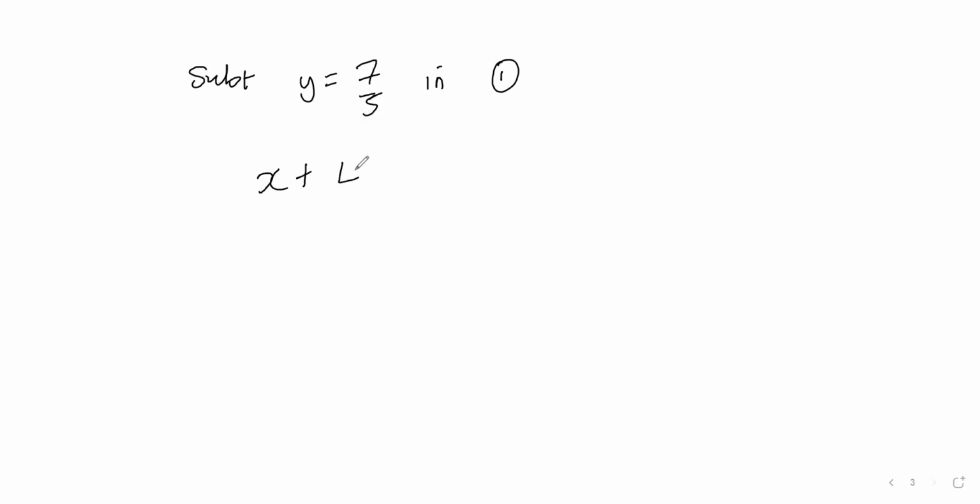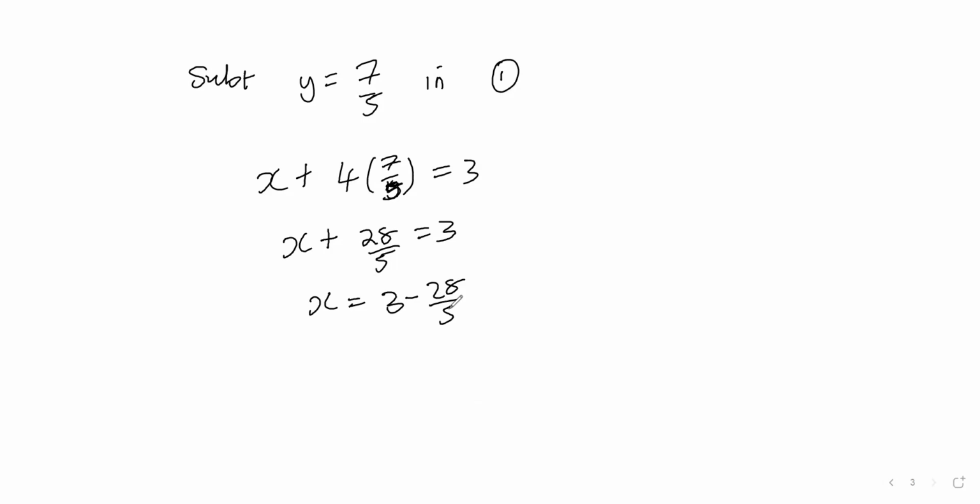x plus 4 times y, which is 7 over 5, equals 3. Then we have this linear equation again. This is 5, not 1. Okay, to solve for x: x plus 4 times 7, 28 over 5, equals 3. So x is 3 minus 28 over 5, which is 3 times 5, 15, minus 28 over 5.